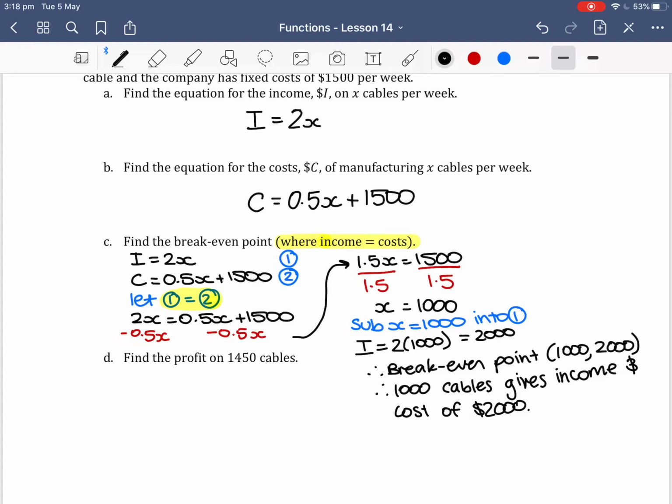Finally, we want to find the profit of 1,450 cables. So how we calculate a profit is that we go income minus our costs. So to do this, it is the same as I minus C. So we're going to substitute. So we're going to sub x equals 1,450 into both equations.